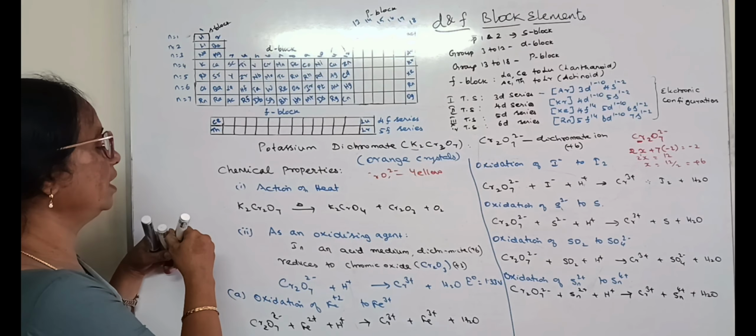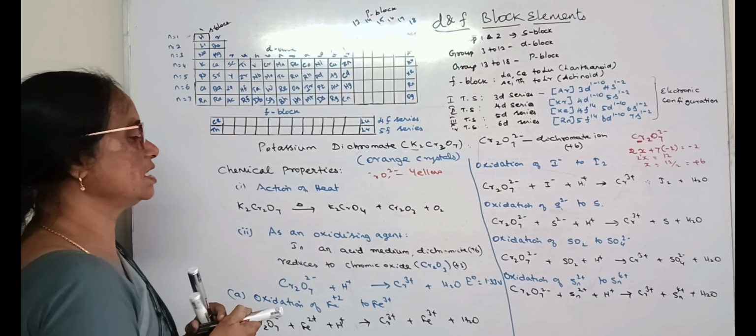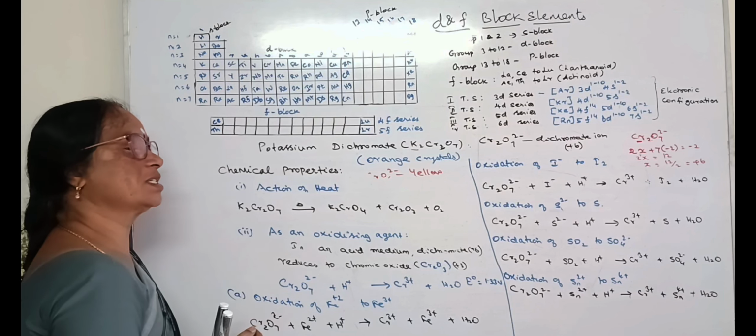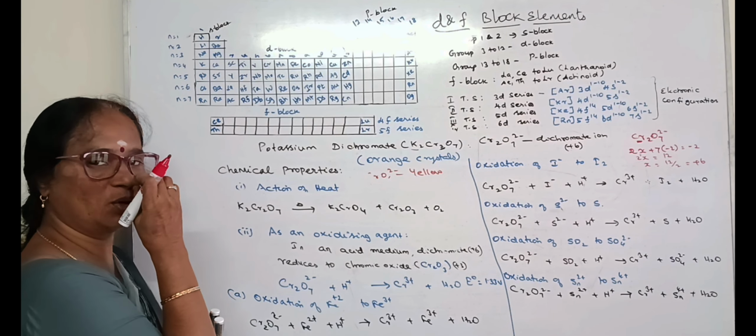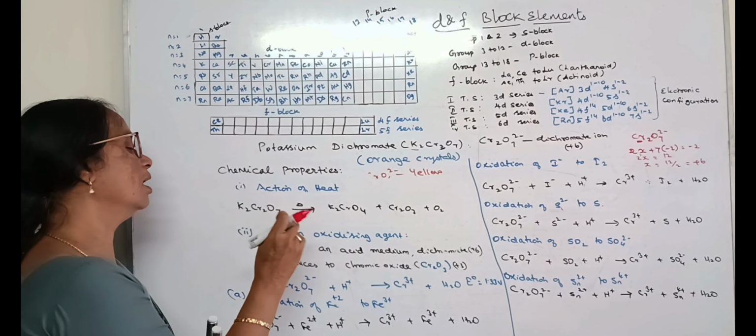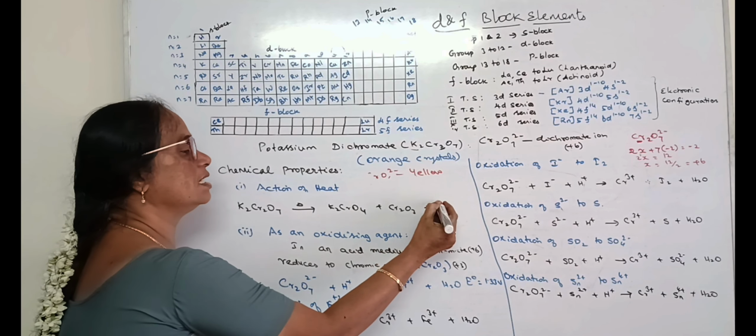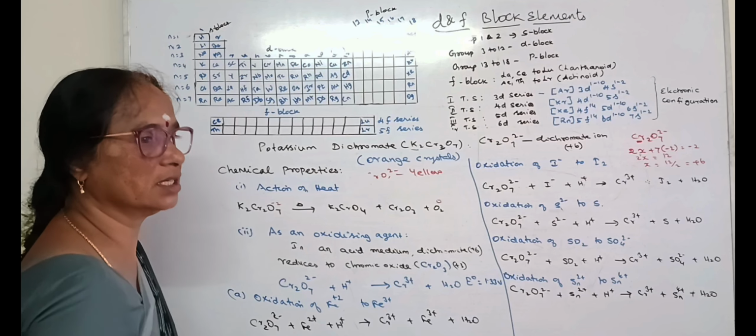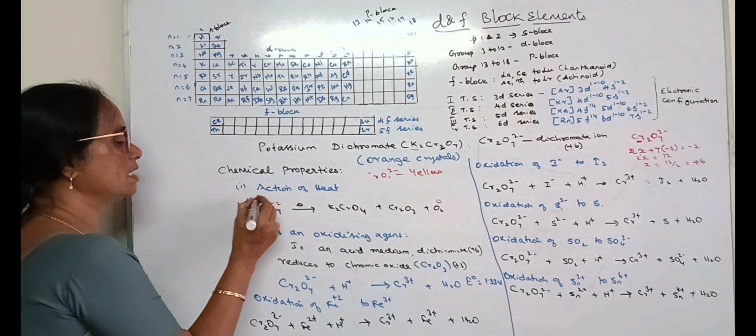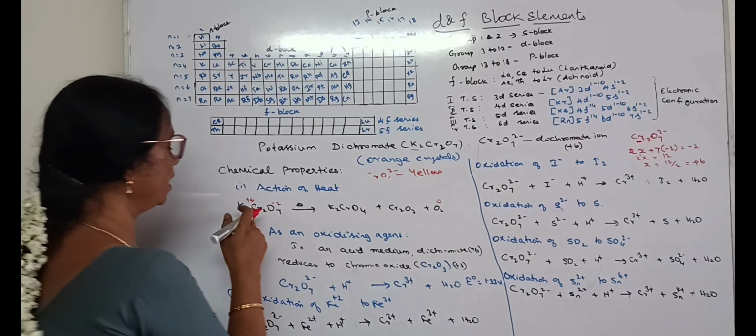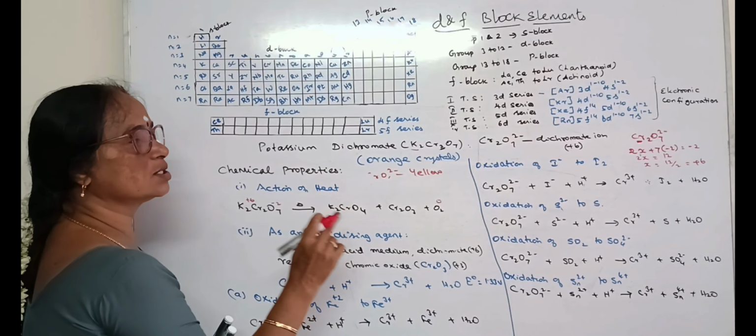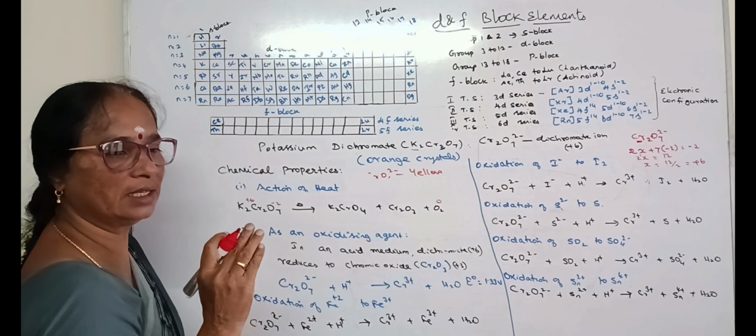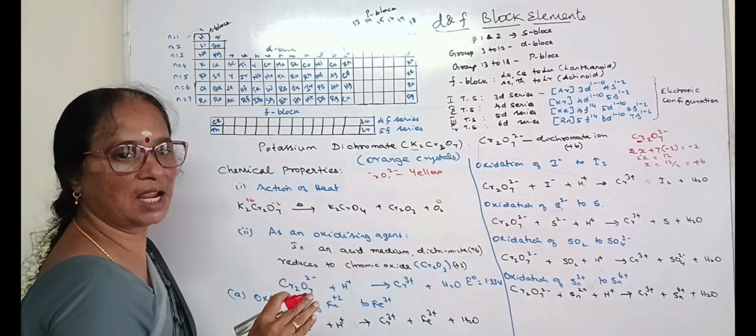Action of heat on potassium dichromate. Potassium dichromate, when it is heated, gives potassium chromate, chromic oxide and oxygen. This equation we have to balance. Before that we have to find out the oxidation numbers of these elements. Oxygen takes 0 in elemental form and in this case oxygen is in -2. Chromium is +6, we just calculated for dichromate, and in chromate also they have the same oxidation number. Chromate and dichromate, both of them are interconvertible because they have the same oxidation number.